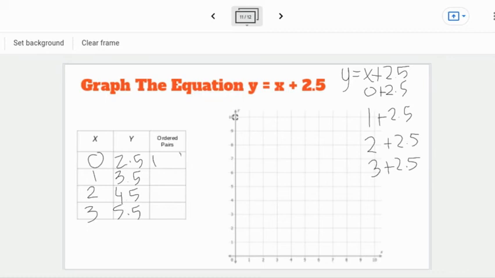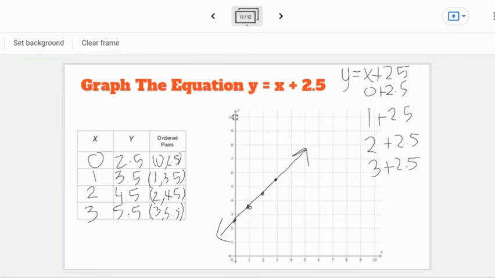Okay, then you turned them into ordered pairs. We got our parentheses. (0, 2.5), (1, 3.5), (2, 4.5), and (3, 5.5). Okay, now I have my ordered pairs. I graph them. So over 0, up 2.5. Over 1, up 3.5. Over 2, up 4.5. Over 3, up 5.5. Create my straight line for my linear equation.